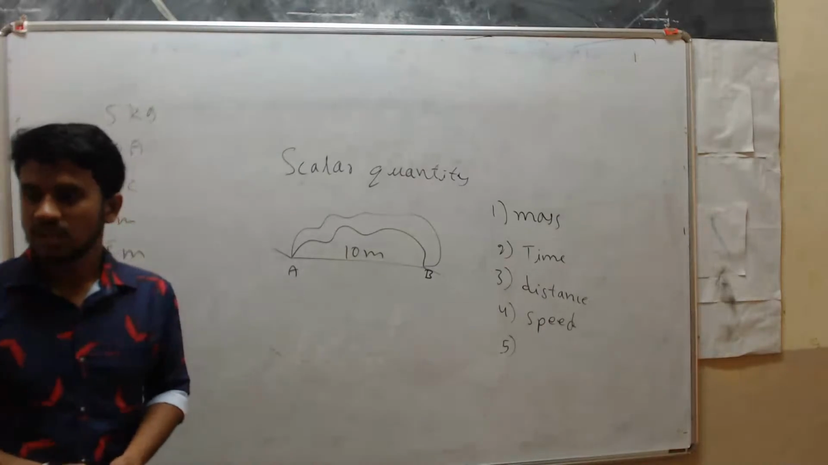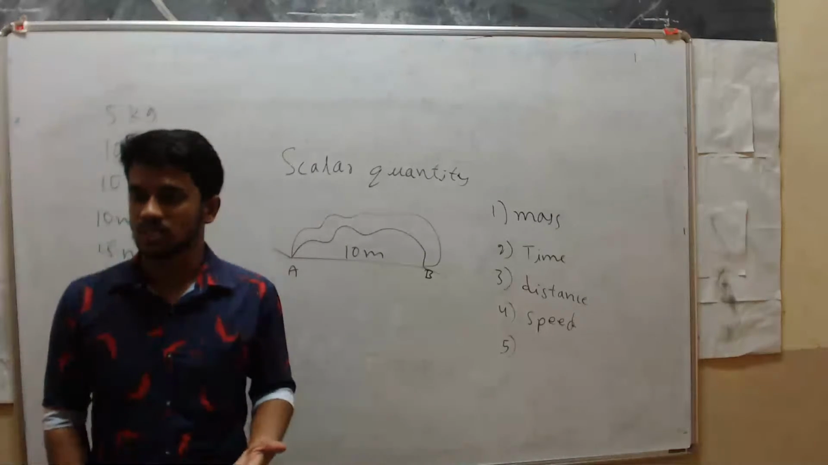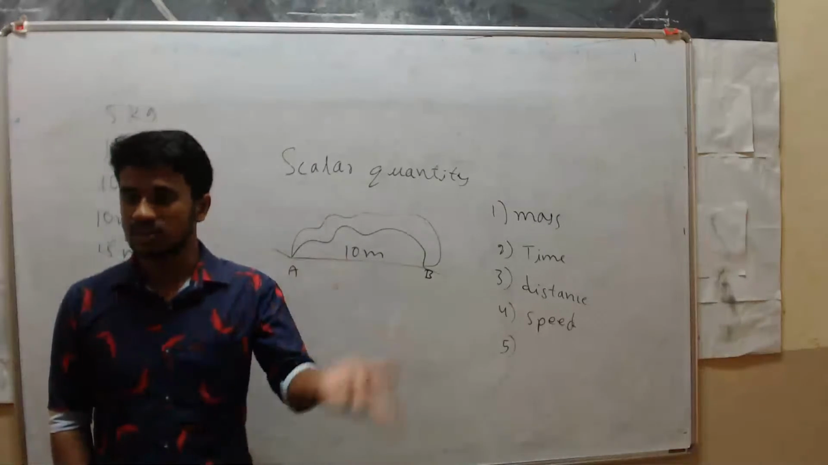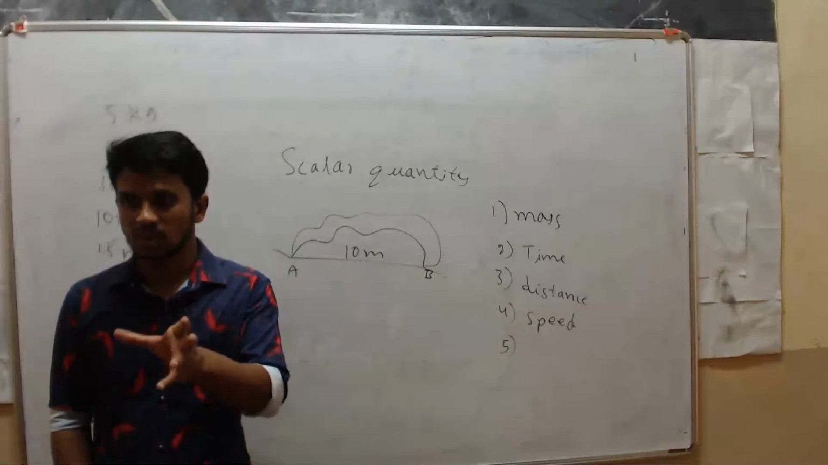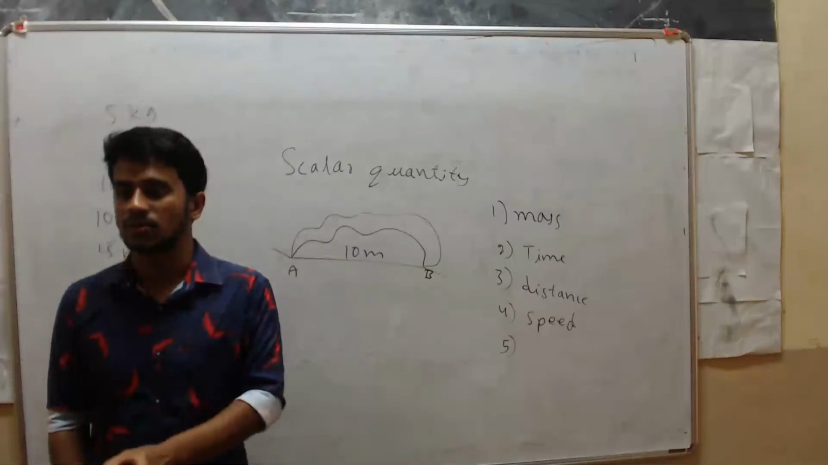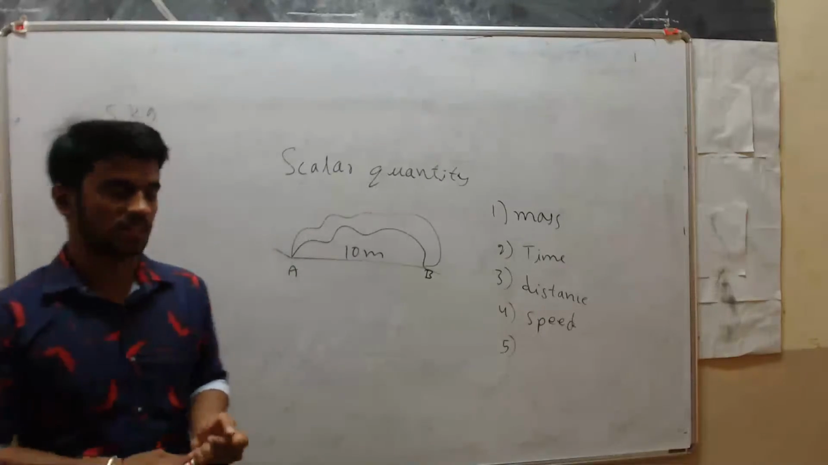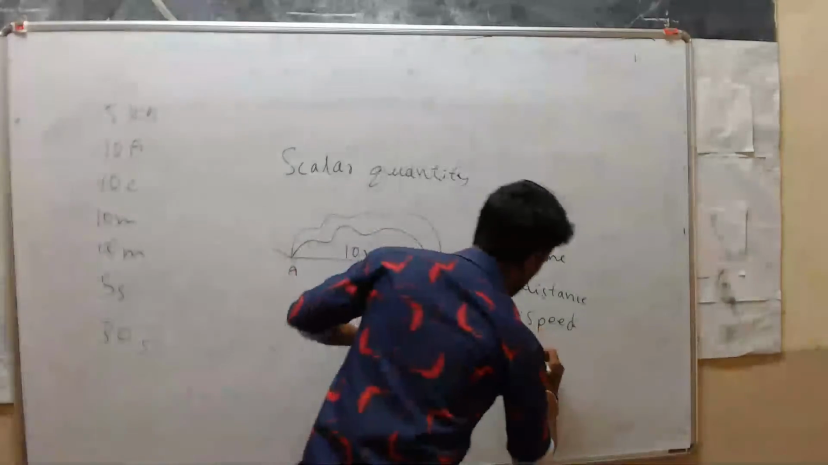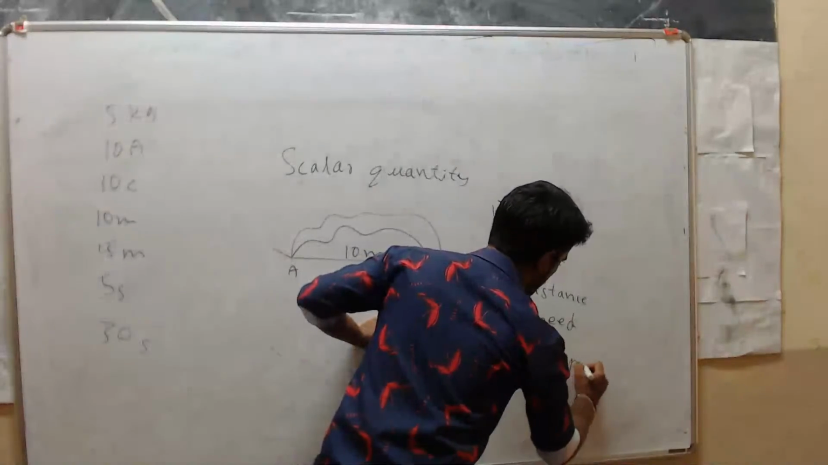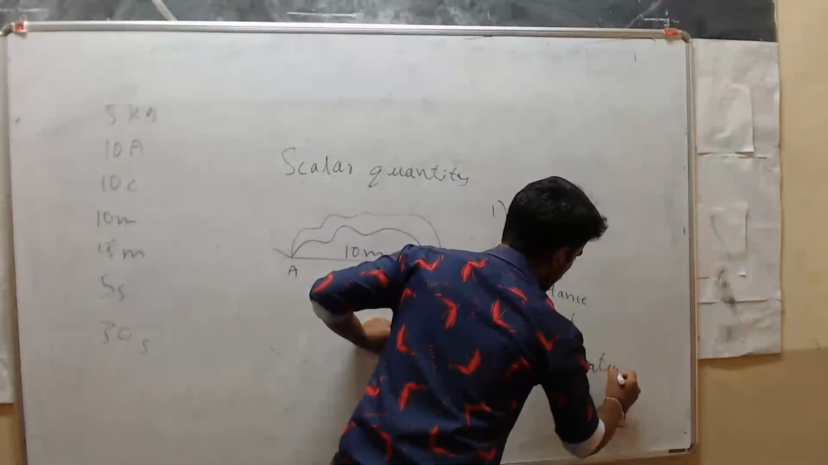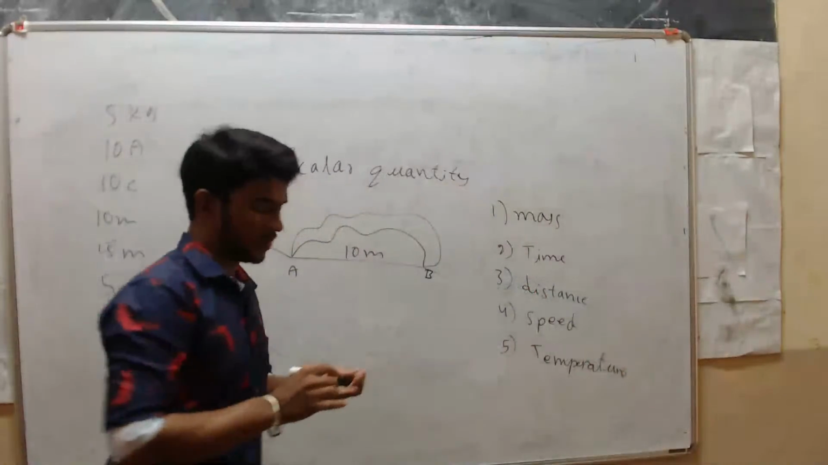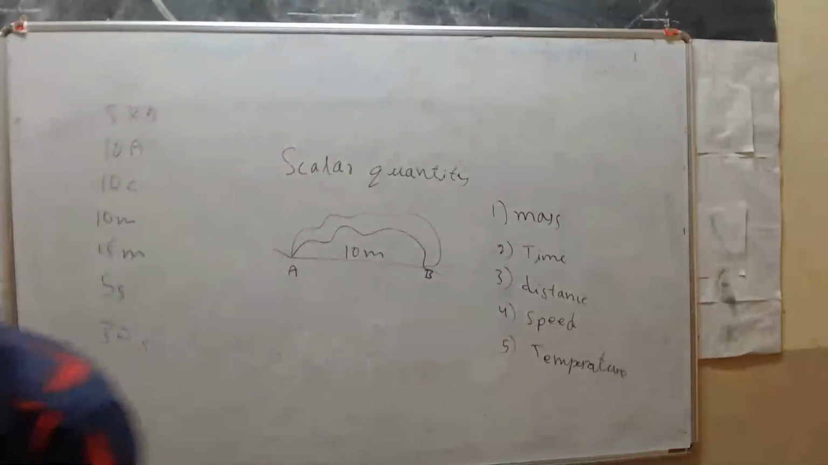You know, temperature, for example, I will ask what is the room temperature. So you will say 20 degrees Celsius or 37 degrees Celsius. So just here we need one value, right? Just here we need magnitude. We don't want any direction. So that's why temperature is also an example for scalar quantity.